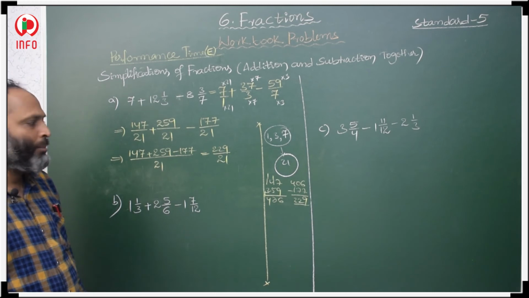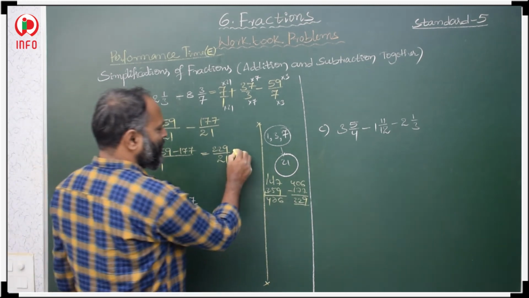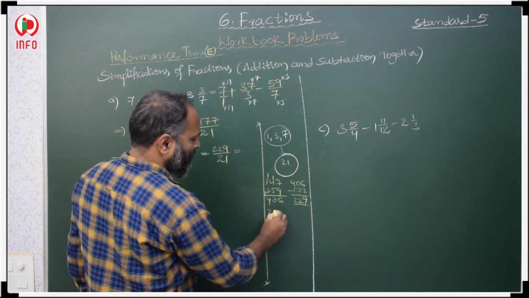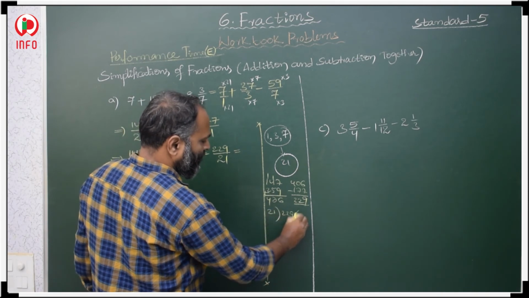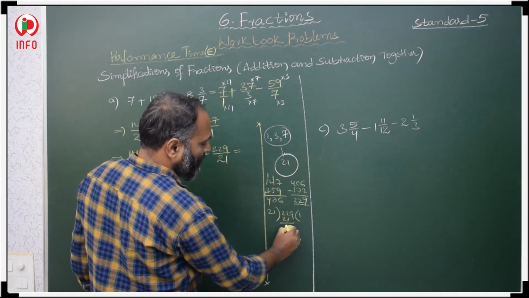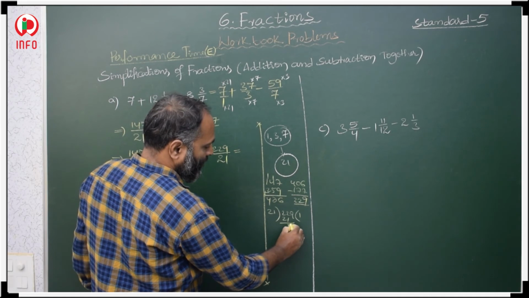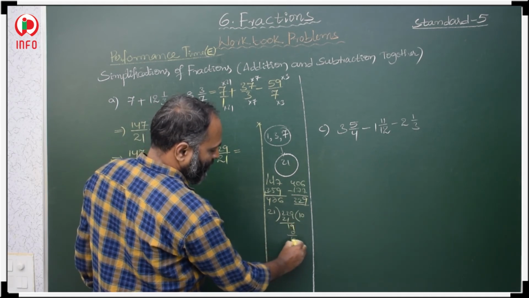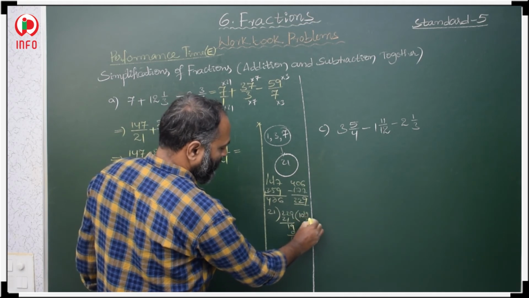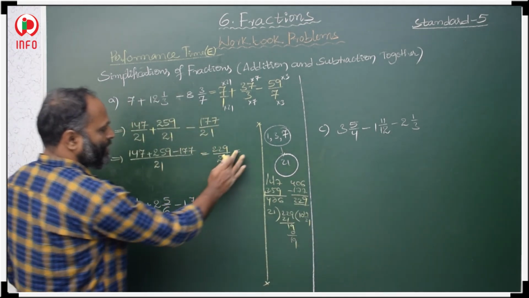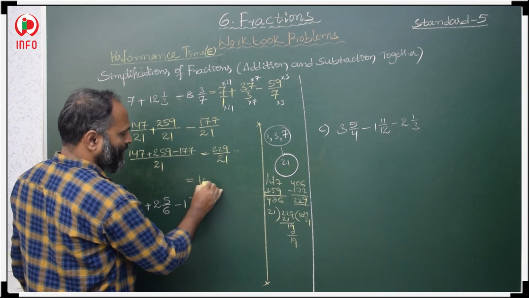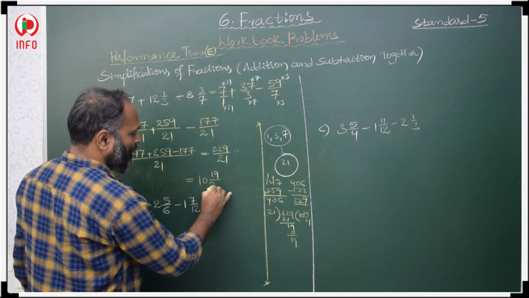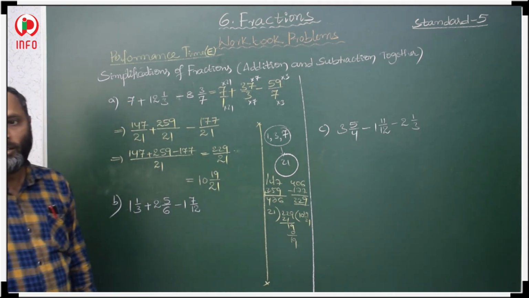Now this is an improper fraction. How to convert this improper into mixed? 229 divided by 21: 21 ones are 21, 1 left, and 9, 0s are 0, 19, 10, so 10 and 19 by 21. This is the answer.